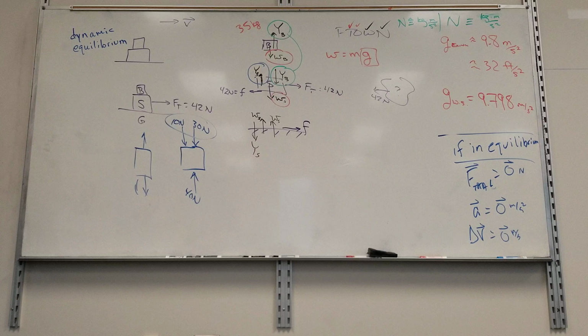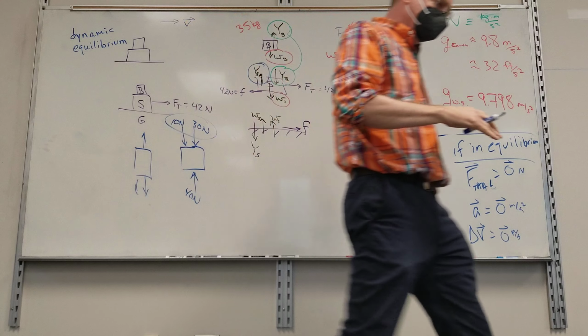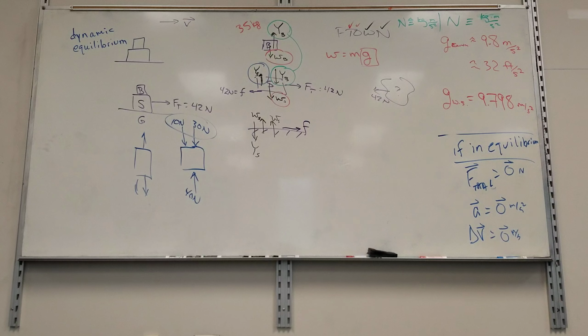Dynamic equilibrium means it's in equilibrium, but it's moving. Equilibrium does not automatically mean sitting still. Matter of fact, an object can be sitting still and not be in equilibrium, or it can be sitting still and be in equilibrium.